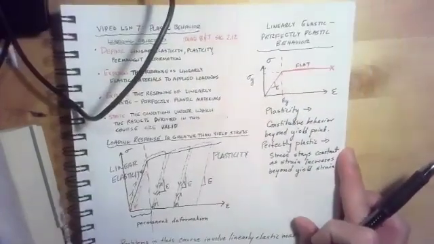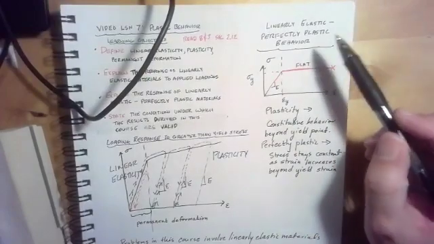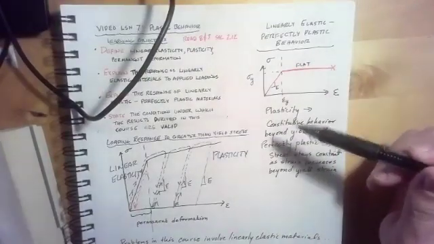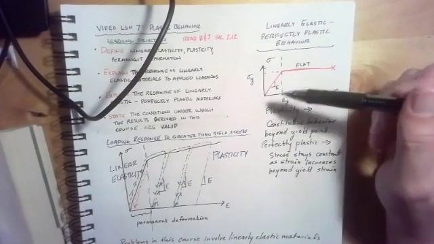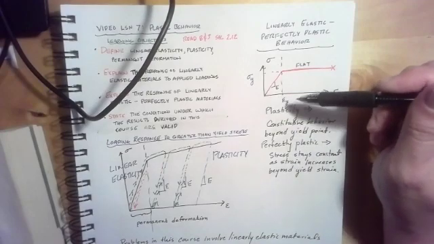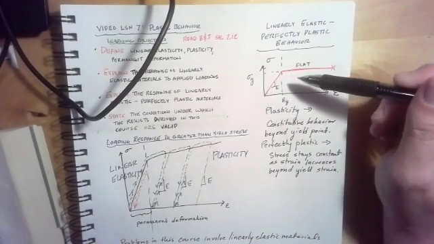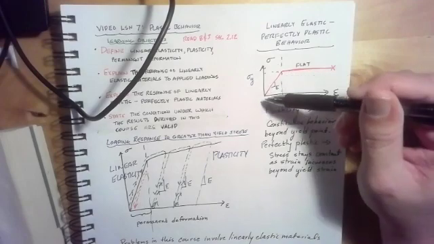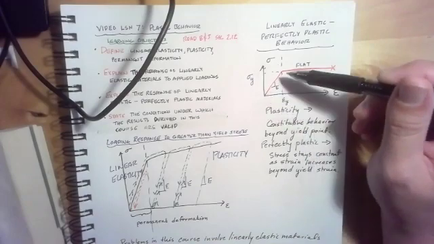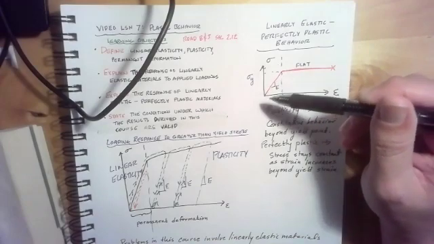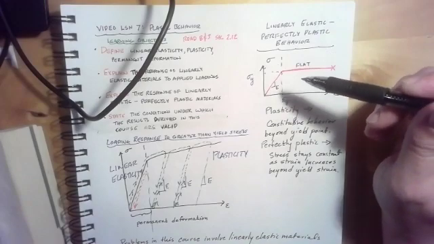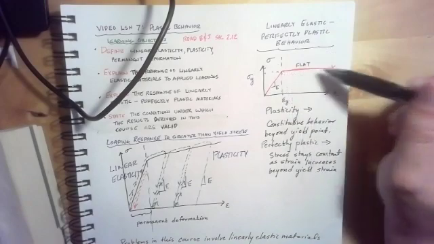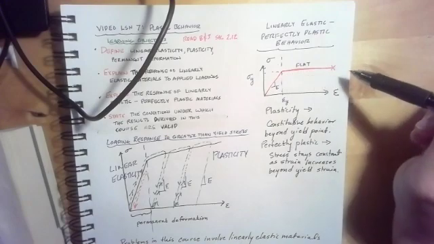So let's talk briefly about linearly elastic, perfectly plastic materials. You might need to know something about this in reinforced concrete. So for linearly elastic, perfectly plastic behavior, we've got one part that is linearly elastic, where the stress strain curve is going to be linear. The slope of the stress strain curve is the modulus of elasticity. And then in the perfectly plastic region, the stress strain curve is perfectly flat.